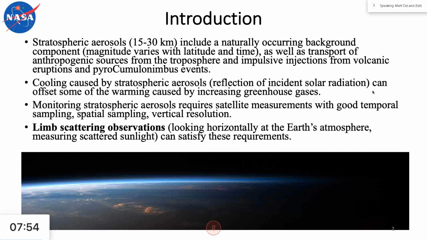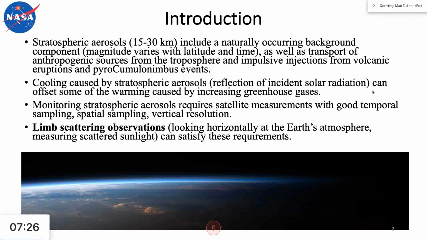So to fully monitor these aerosols, we need satellite measurements. We want good temporal sampling because of the variability. We also want spatial sampling because the plumes can be injected in a relatively small place. And we'd like to have vertical resolution because their transport in the atmosphere depends greatly on what altitude they're at. And so we feel like limb scattering observations, where you're looking horizontally at the atmosphere and viewing the scattered light, is the best way to satisfy those requirements.